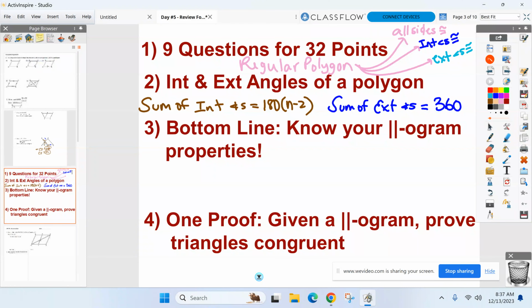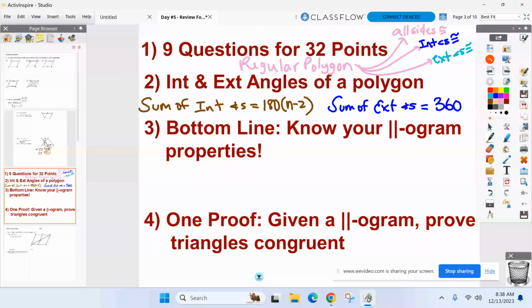Okay. So if you want to find one interior or one exterior angle, you find the sum and divide by the number of sides it has. So don't forget day one. I know everyone's focused on parallelograms, but don't forget day one.